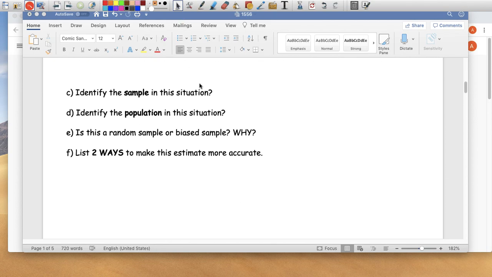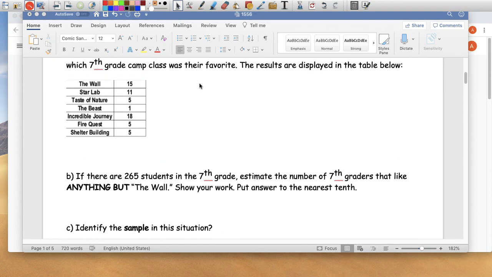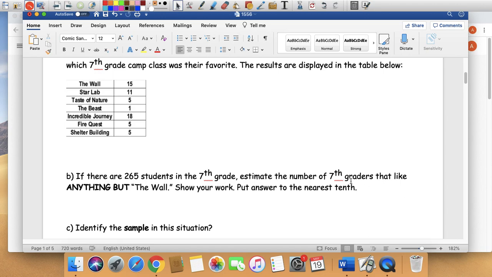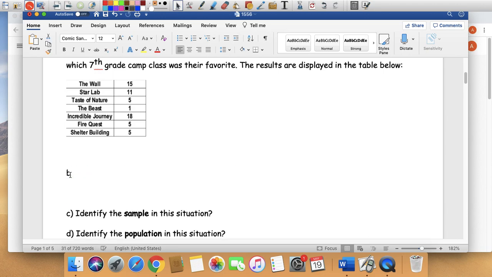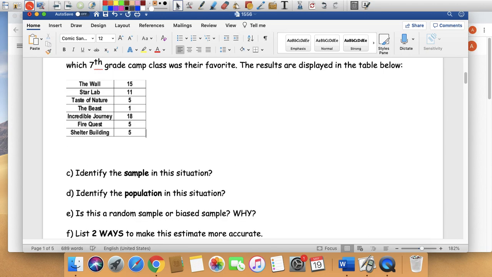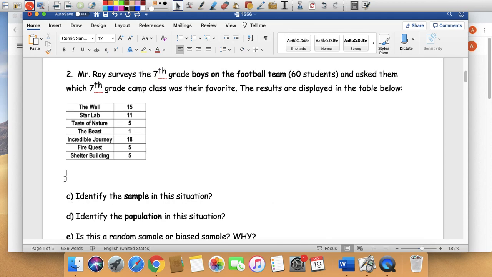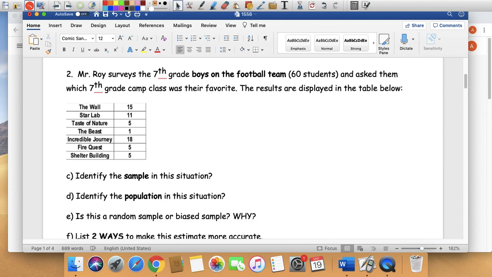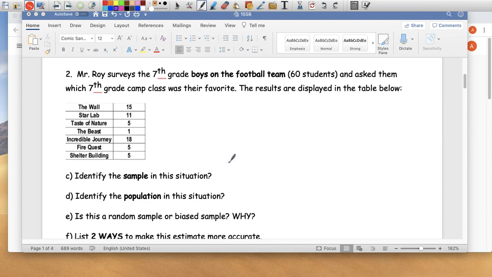3, 4. Oh, identify the sample. I'm sorry, it's part of this question. So who was the sample? The sample was the 60 kids on the football team, right? 60 boys. What's the population? The population in this case is the 7th grade camp class.